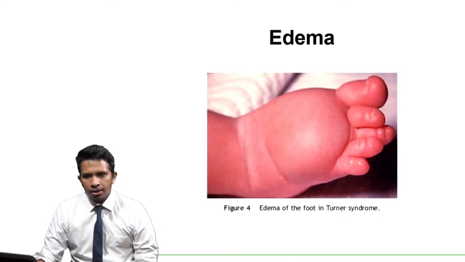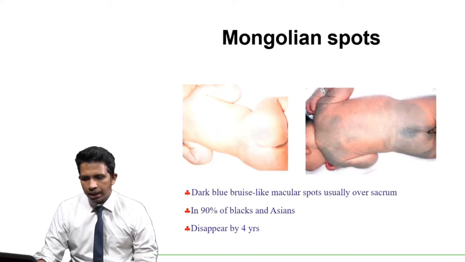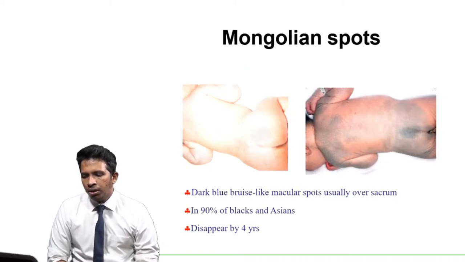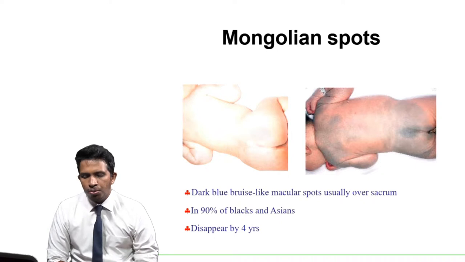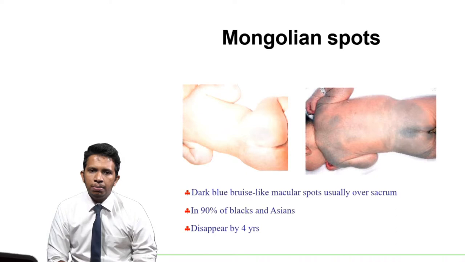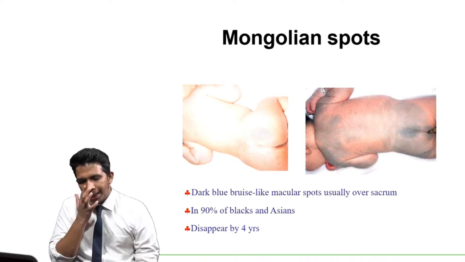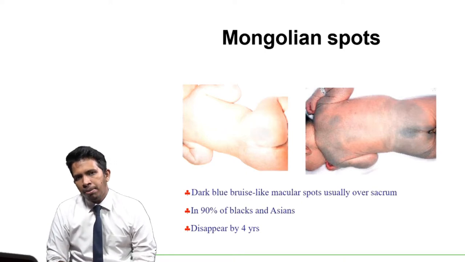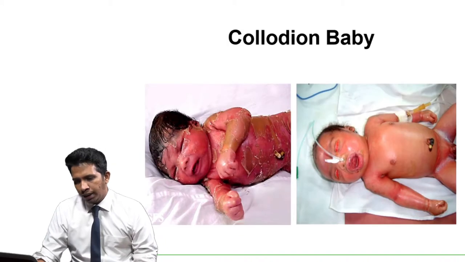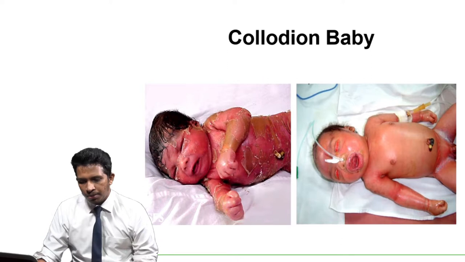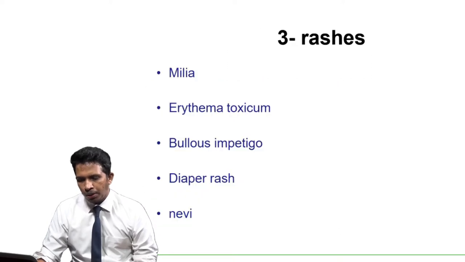Edema of the foot. If the foot is swollen, there can be edema, sometimes seen in Turner syndrome. Mongolian spots are these bluish patches on the back of the baby. They appear like bruises at the back of the baby. It is seen in 90% of blacks and Asians, and it disappears by the age of 4 years. This is the appearance of a colloidal baby, which is an abnormal, toxic looking baby.